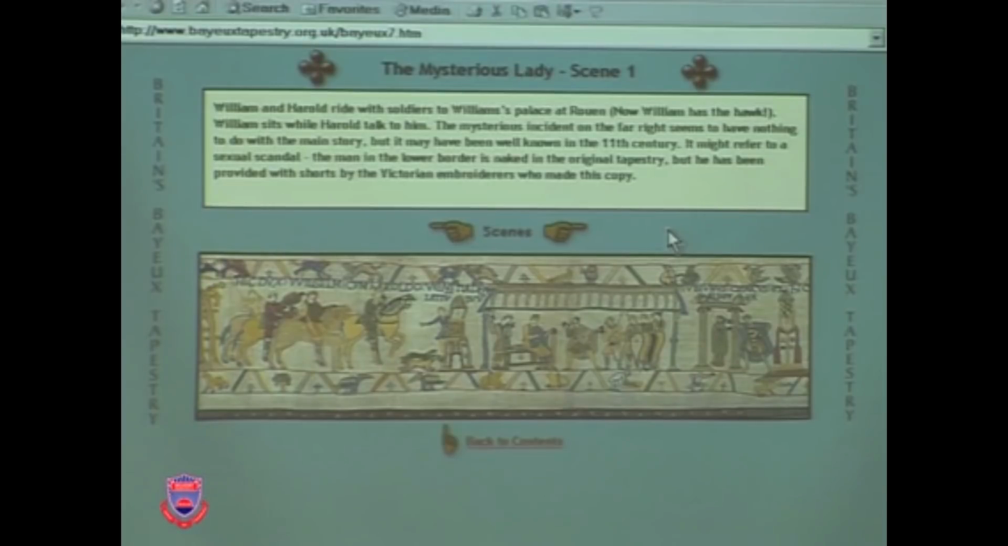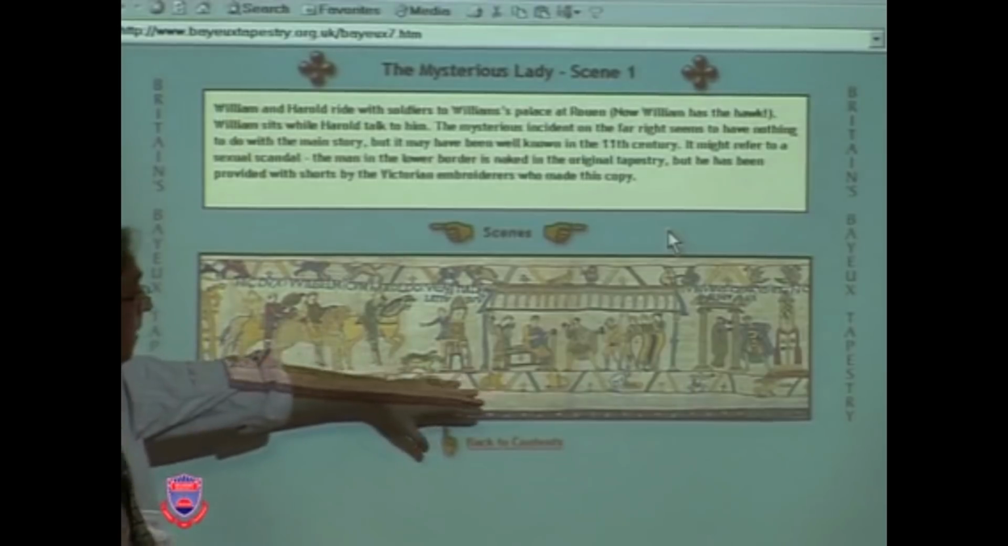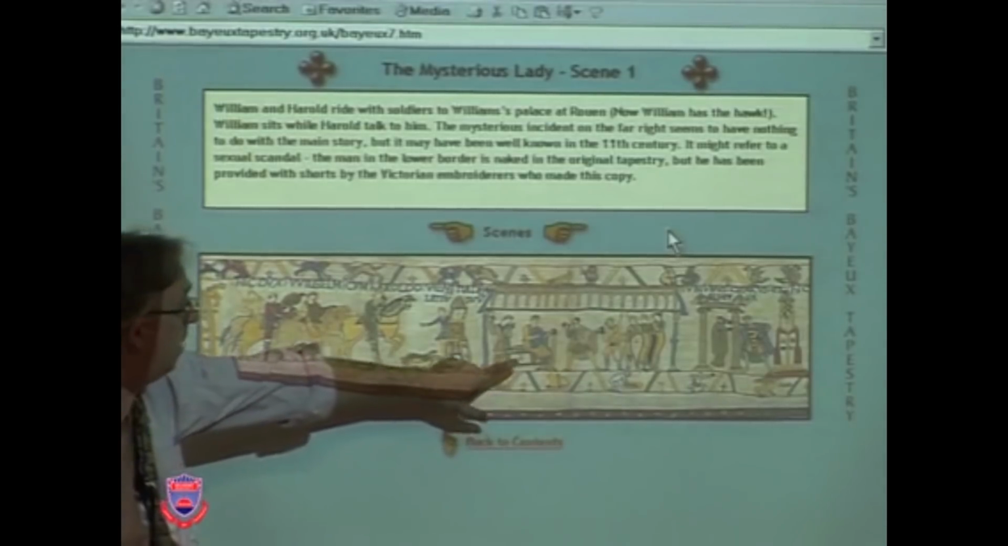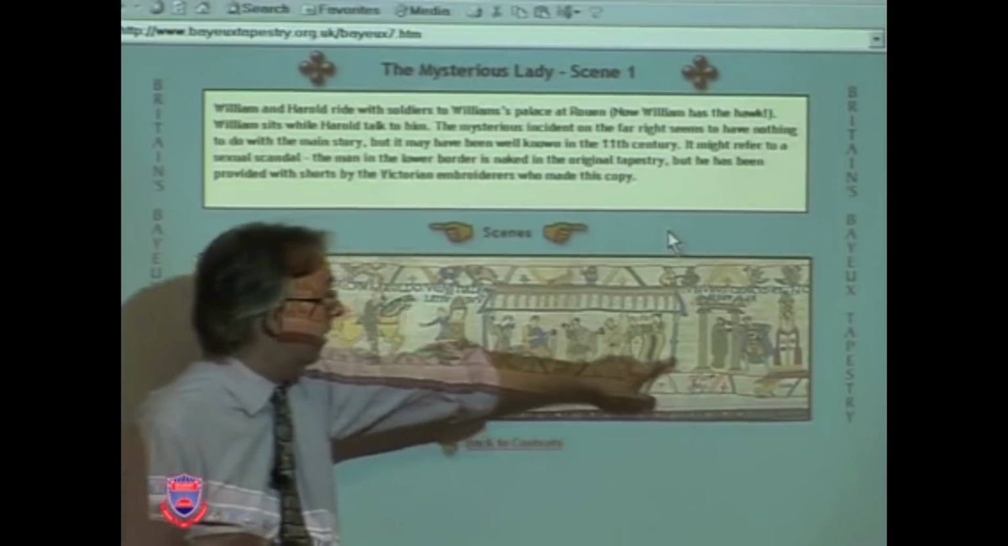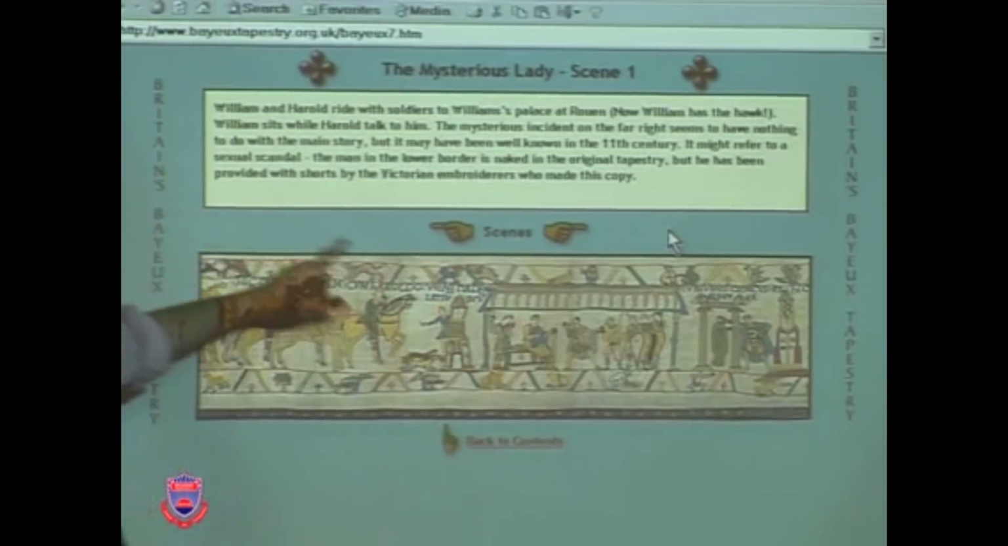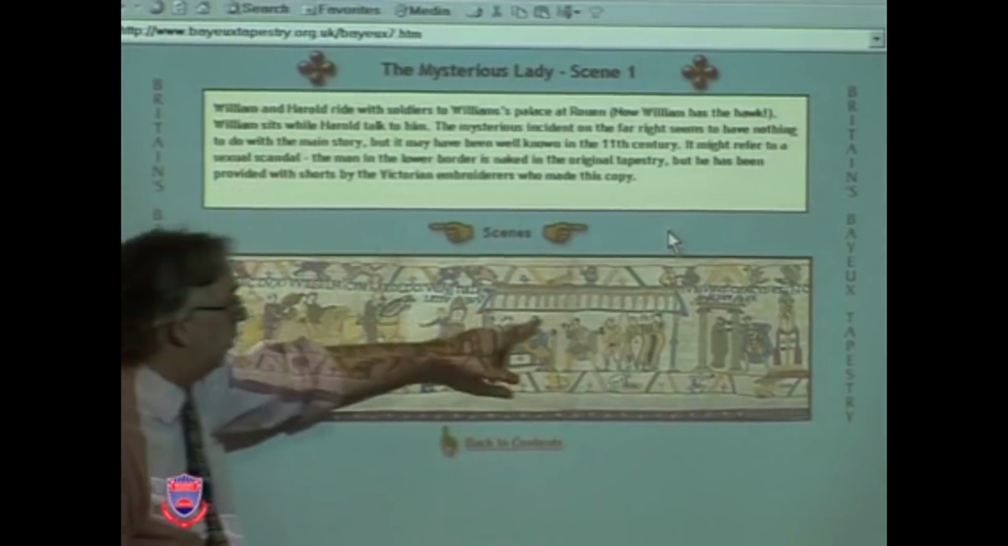This one is a funny scene. He's meeting with William and so on. As it says, William has got the hawk. But this little bit, as far as I remember, people are not very sure about. What does it say up here? It says it may have been some kind of sexual scandal or something.